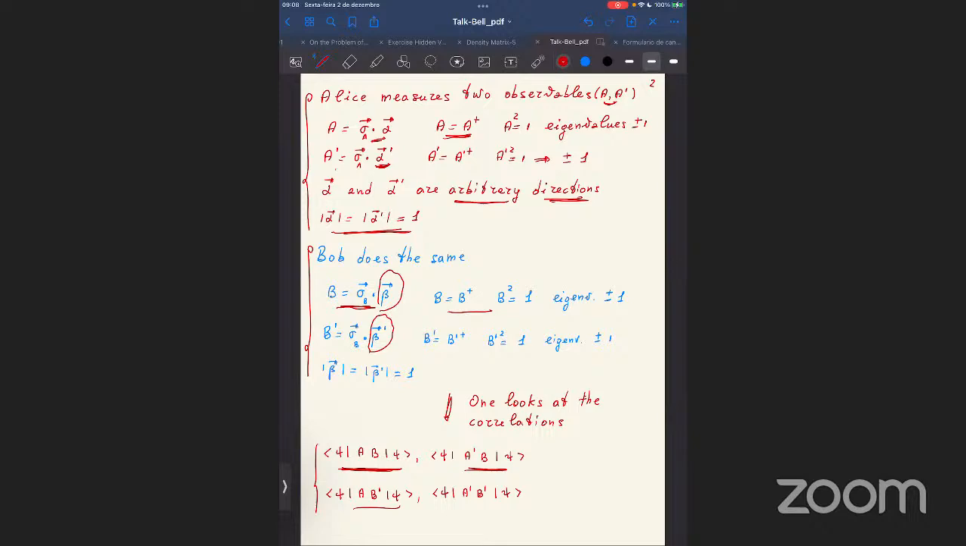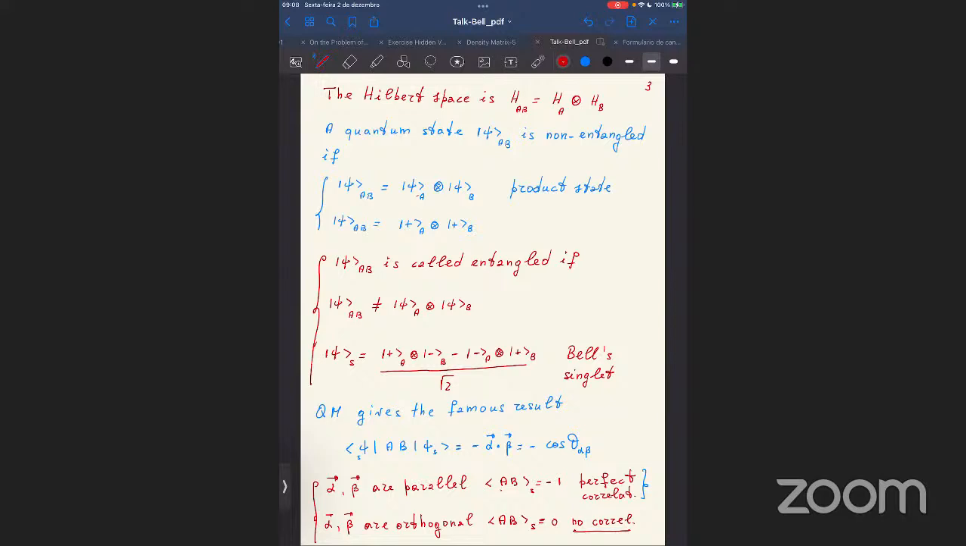As you know, the Hilbert space of the total system, the system of Alice and Bob, is the tensor product of the Hilbert space of Alice times the Hilbert space of Bob. So a state, in general, a wave function, is not entangled if the wave function can be written as a product of something which belongs to the Hilbert space of Alice times something which belongs to the Hilbert space of Bob. So, for example, this state here is not entangled.